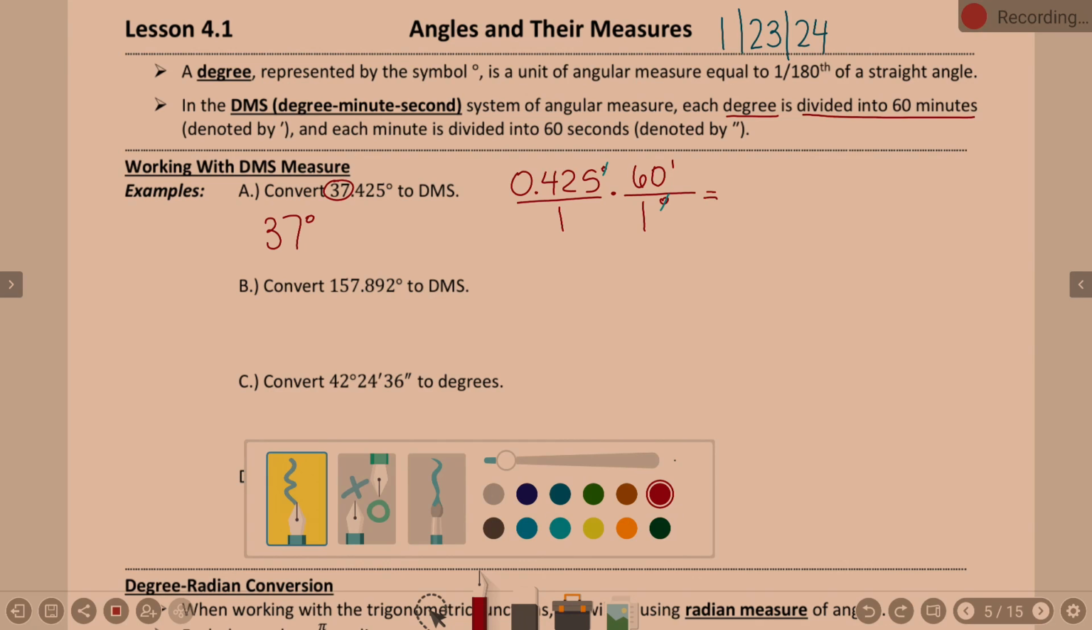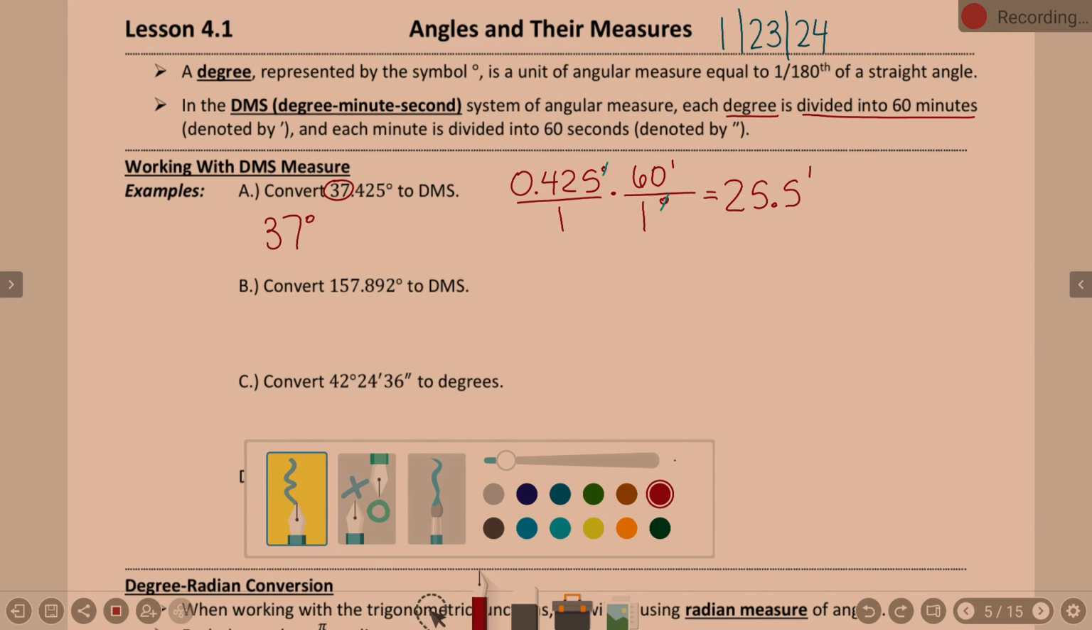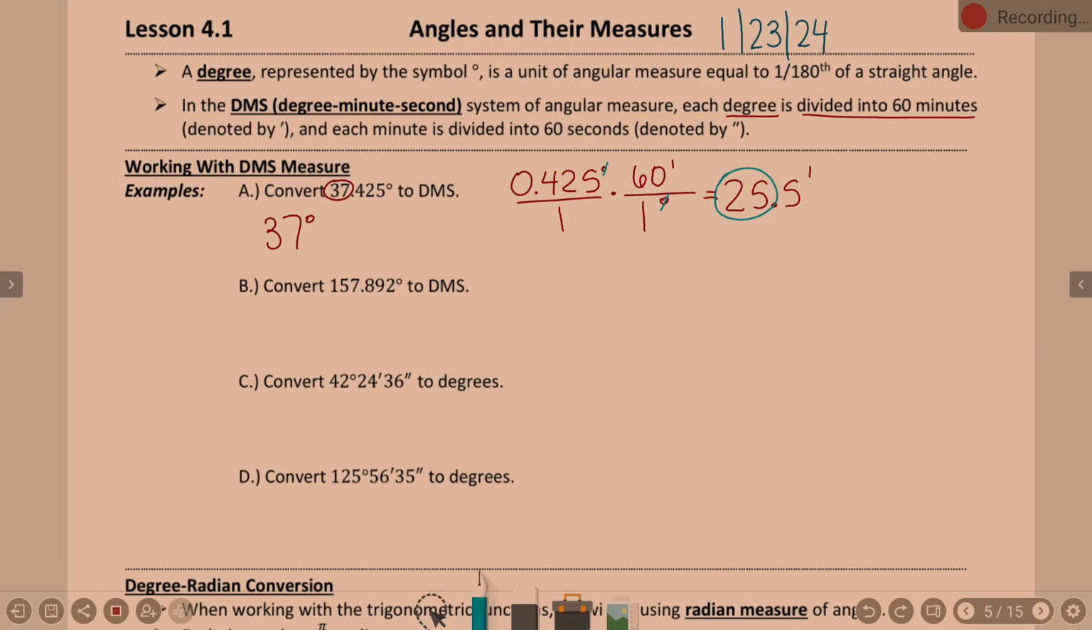25.5. And so officially that is 25.5 minutes, yes? Because we just converted degrees to minutes. Now, we're supposed to be going to degrees, minutes, seconds. We already got degrees. What do we know about minutes right now? 25. We have 25, yes? Never round. We're not rounding right now.